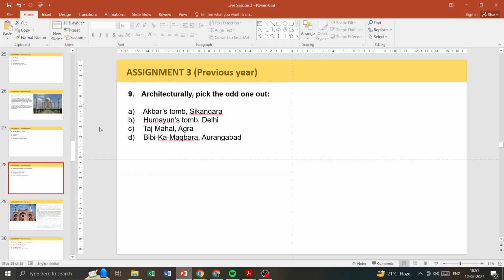So Humayun's tomb is also built in red sandstone, and Akbar's tomb is also built in red sandstone. Taj Mahal and Bibi ka Maqbara are built in brick clad with marble. So how Akbar's tomb differentiates from Humayun's tomb is that Akbar's tomb is characterized by a huge Ivan, which was very common in that region of UP, where huge Ivans or huge gateways were there, and these gateways were not common in other times. So the answer is Akbar's tomb, Sikandra.